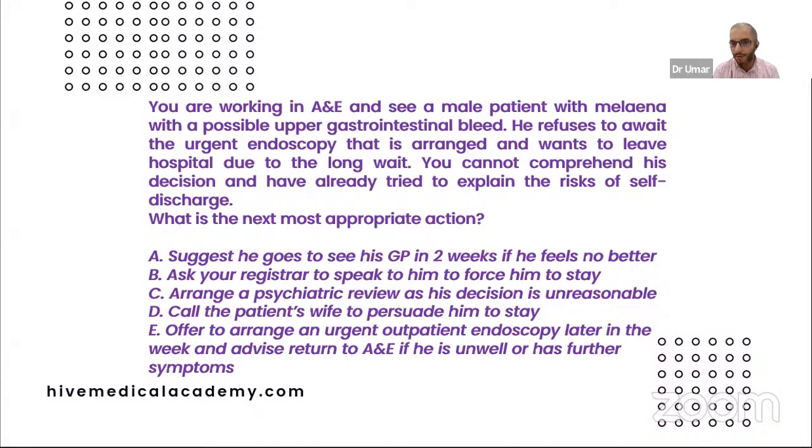D, calling the patient's wife to persuade him to stay. It doesn't say about calling her jointly, which might be an appropriate thing to do because she might be able to convince him. But it just says call the patient's wife to persuade him to stay. That's going to breach his confidentiality. We're not in a breaching confidentiality kind of scenario, so that's inappropriate.